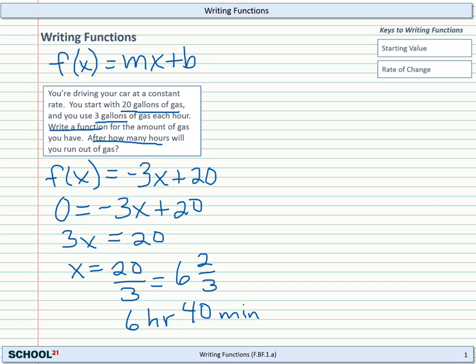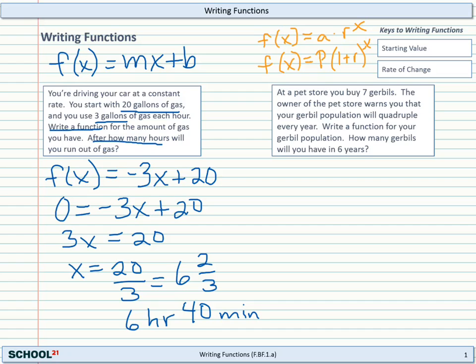Now let's look at an exponential example. Remember, with an exponential function, you probably want to have your function be in one of two forms. Either f of x equals a times r to the x, or if it's a percentage problem, f of x equals p, the starting value, times 1 plus r to the x. So let's try to figure out which type of problem this one is here. If it's a percentage problem, we'll use this one. If not, we'll use this one. So let's go ahead and take a look.